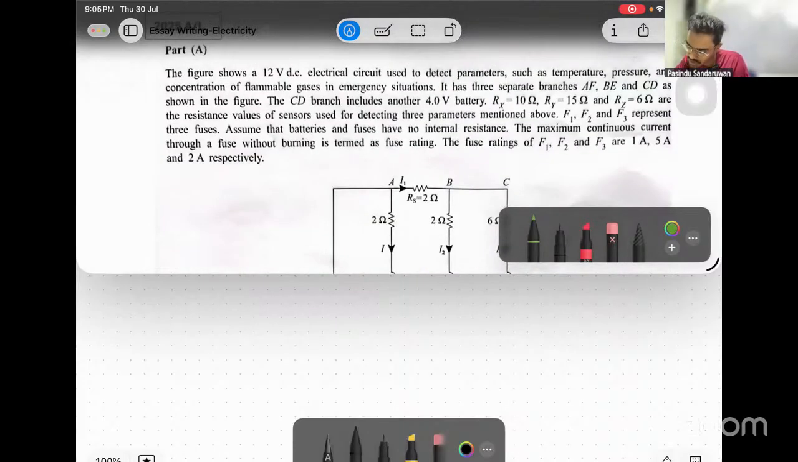These are the resistance values of the sensors used for detecting the three parameters mentioned above. F1, F2, F3 represent three fuses. Assume that batteries and fuses have no internal resistance. The maximum continuous current through a fuse without burning is termed as fuse rating. The fuse ratings of F1, F2, F3 are 1 ampere, 5 amperes, and 2 amperes respectively.